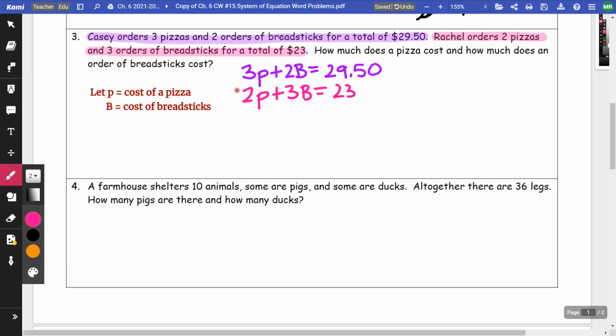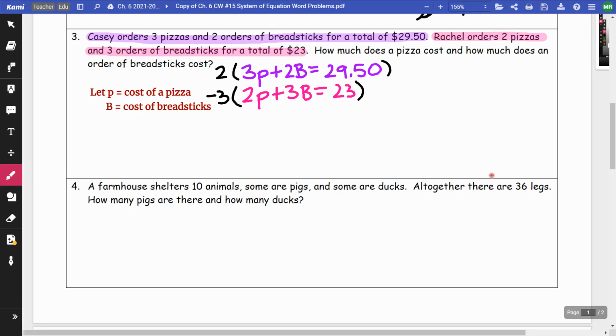So in both cases, I can get either 6 in front of my P's or 6 in front of my B's. It doesn't matter. I'm going to have to multiply both equations by something. So let's see. I think I'm going to multiply the top equation, let's say by 2, which means I'm going to multiply the bottom equation by a -3. I'm getting rid of my P's right now. That's what I'm going to do.